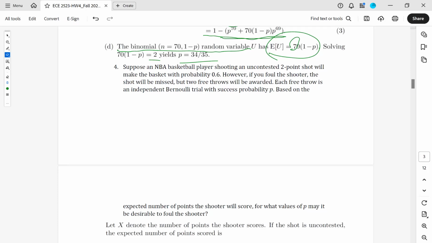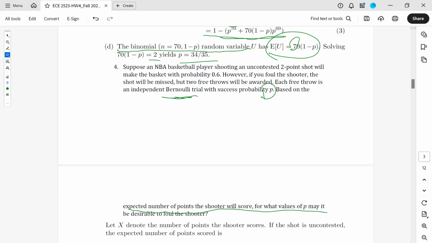Remember Bernoulli trial? I think we know what Bernoulli is. It's when we have an event that has only 2 possible outcomes, like a flip of a coin, or like this example, success or failure in shooting a ball for a basketball player, okay? So we have a Bernoulli probability with the probability of success equal to P. Now, based on the expected number of points that the shooter will score, for what value of P is it reasonable to foul the shooter? Is the question clear?